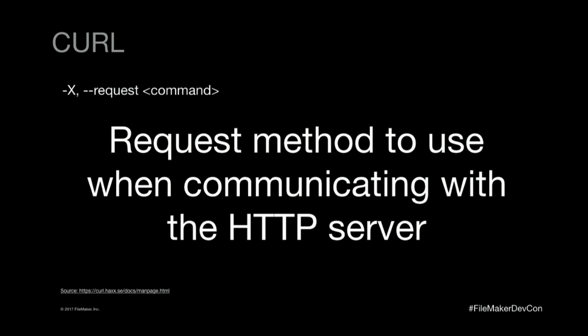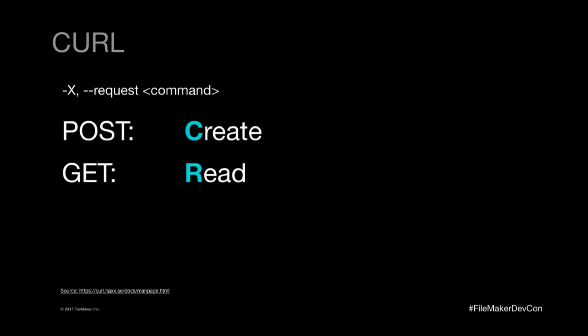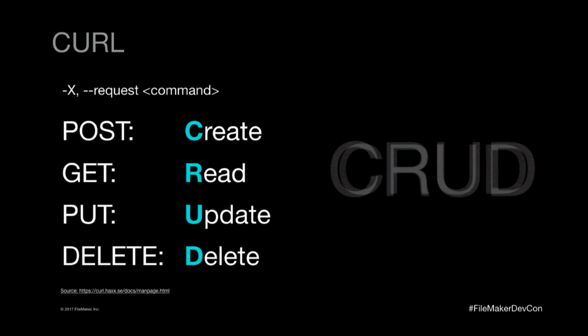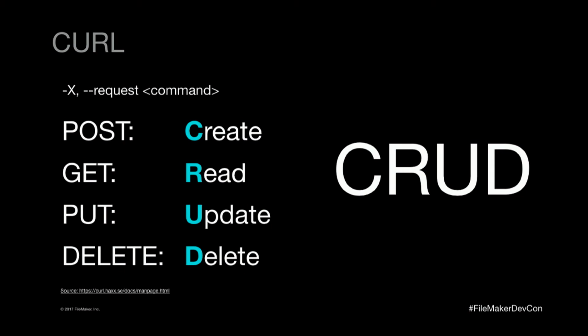Then -X means the type of request that we're doing to our server. There are basically 4 types. Post, which we use to create records on the server. Get, we use it to read or to get a record. Put, we use it to update records. And delete, well, its name explains itself, it is to delete. And this acronym is CRUD. So when you read this acronym CRUD in a documentation, it means that you can do these 4 things.